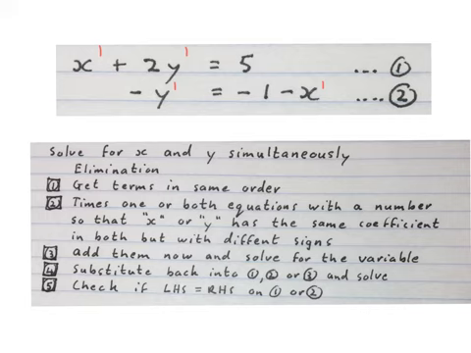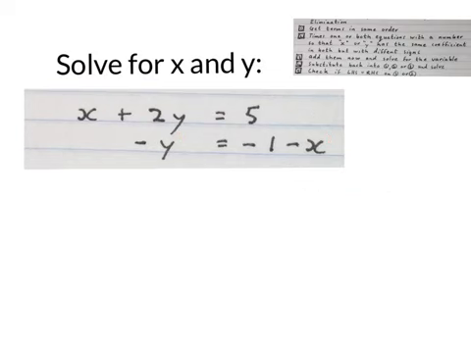to the equal sign. Secondly, times one or both the equations with a number, so that the x or the y has the same coefficient on both, but with different signs. Thirdly, we'll add them now and solve for the variable that's left. Then we'll substitute that back into 1, 2, or 3 and solve. Then we'll check if the left-hand side equals the right-hand side on 1 or 2. You'll use this technique in a lot of sections in maths. Let's just start with this.